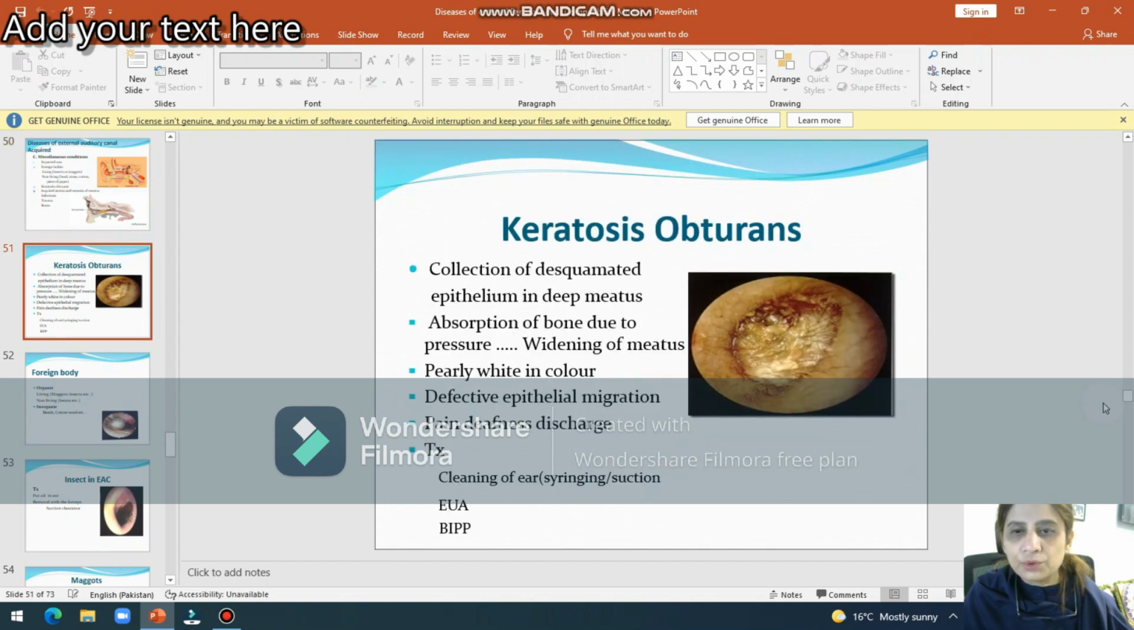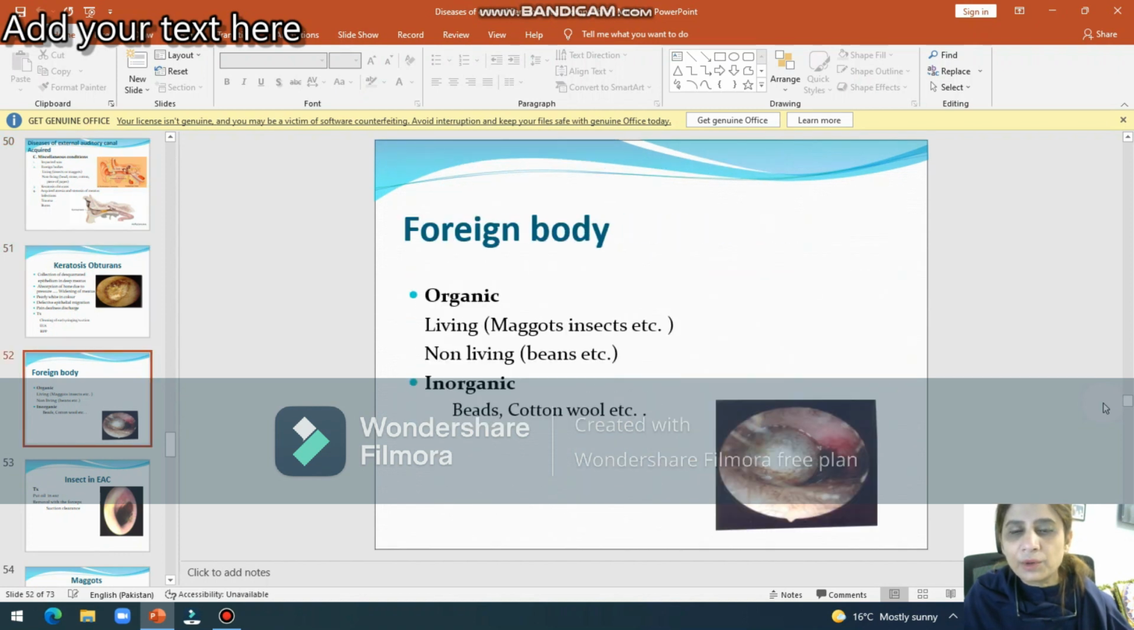So if there is an inorganic foreign body, beads, cotton, wool, it can be removed with the help of suction and with the help of a foreign body removing hook. If it is a non-living organic foreign body, that is beans, water should be avoided because beans get swollen, and it will be difficult to remove the swollen beans. So it should be removed with the help of suction or with the help of a foreign body removing hook.